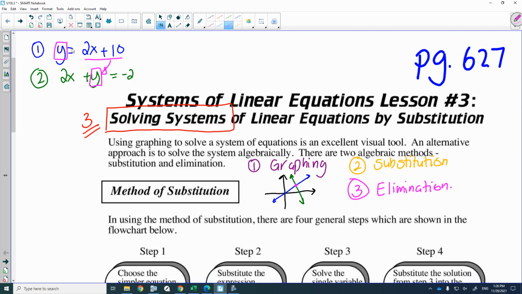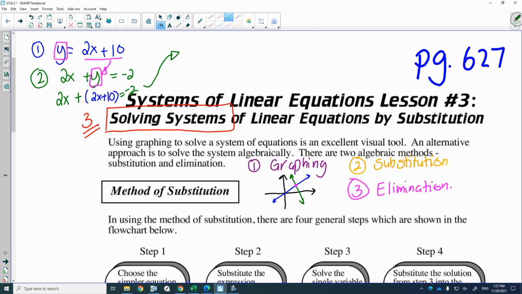So the first system tells me what y is. Y is in the second system. So you take that 2x plus 10 and you put it into the second system. What that would give you would be the following. It would give you 2x plus y comes out, and (2x plus 10) goes in, and that's equal to negative 2.